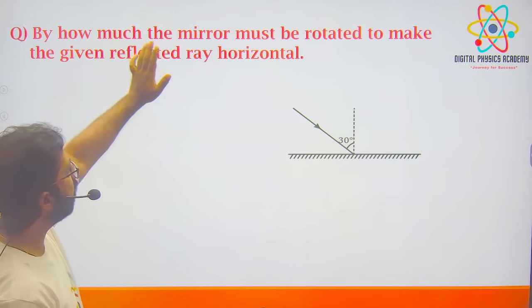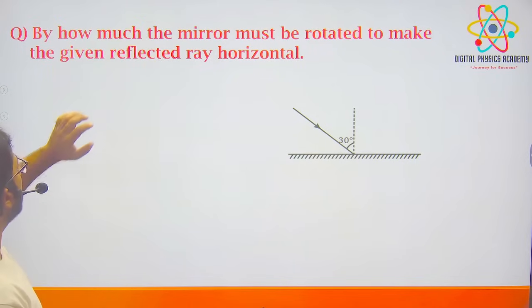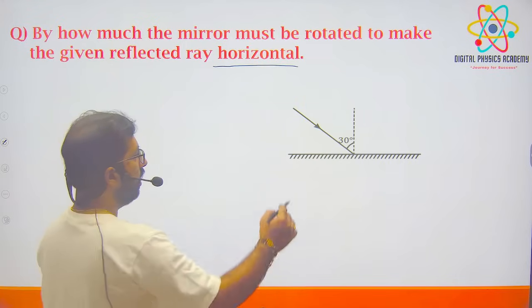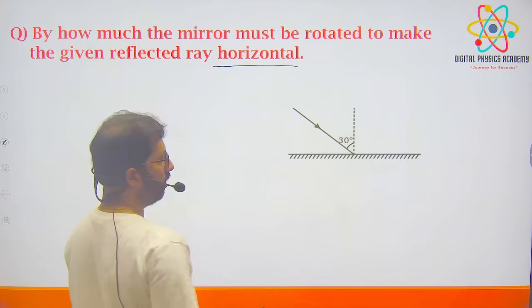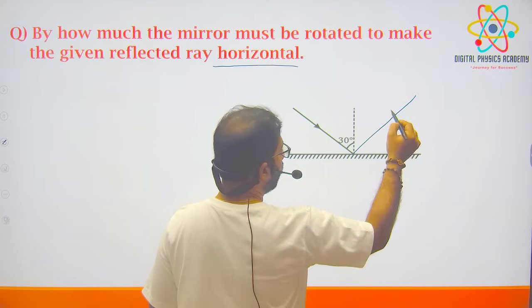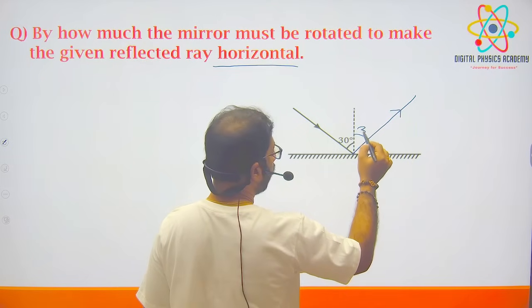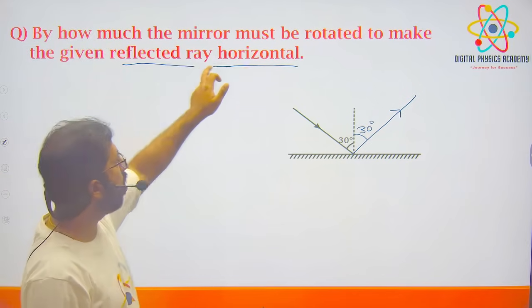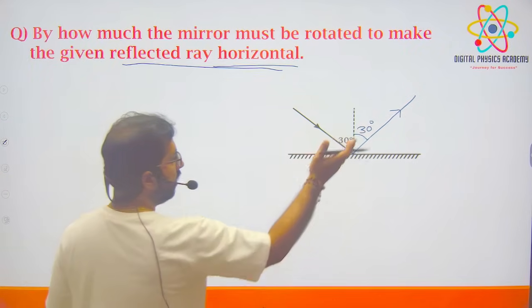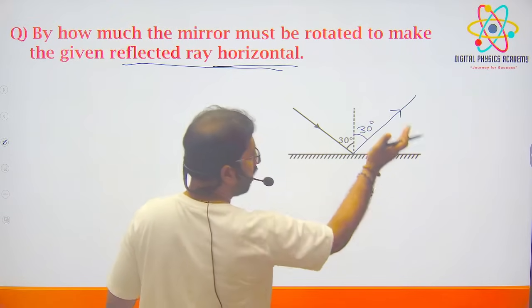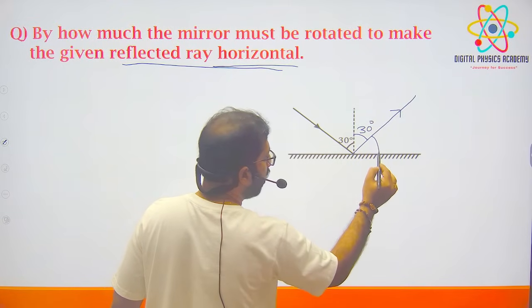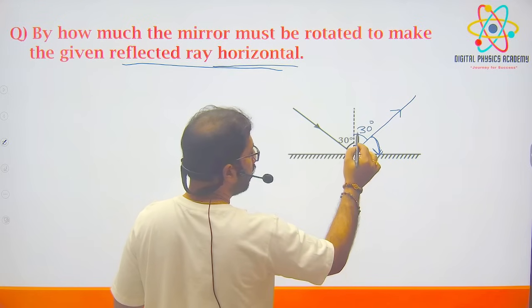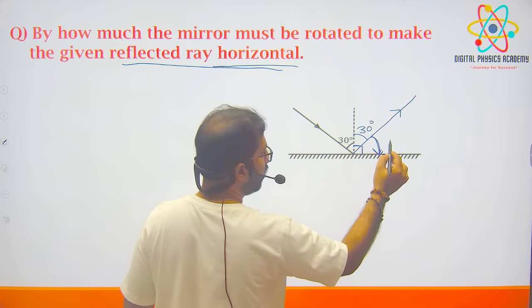How much must the mirror be rotated to make the given reflected ray horizontal? See, he has given the angle of incidence as 30 degrees, so the reflected ray will also be 30 degrees definitely. He is asking to make the reflected ray horizontal. Horizontal means exactly horizontal, so by how much must it turn in the clockwise sense? This is 90, right? 90 minus 30 is 60 degrees.